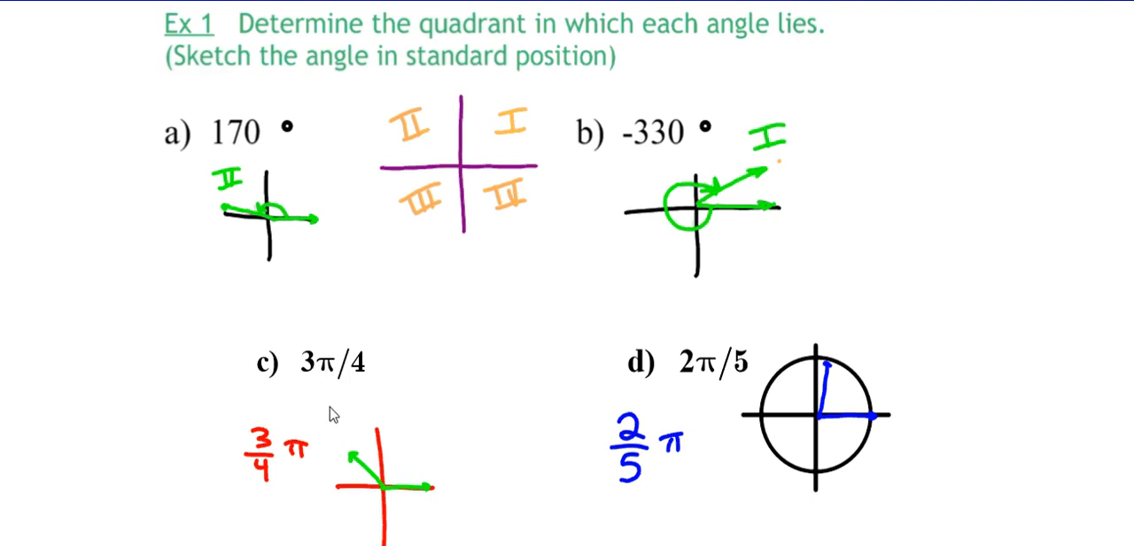Let's get a little bit harder, right? 3 pi over 4: if your terminal side opens all the way to here, that's pi. So if it opens 3/4 of the way to pi, you're going to be here in the second quadrant. And then 2 pi over 5, 2 over 5, that's a little less than a half, and you can do that on your calculator, right? So it's a little less than half of a pi, and we know that pi over 2, half a pi, is right up here. So it'd be a little less, and it'd be in the first quadrant.